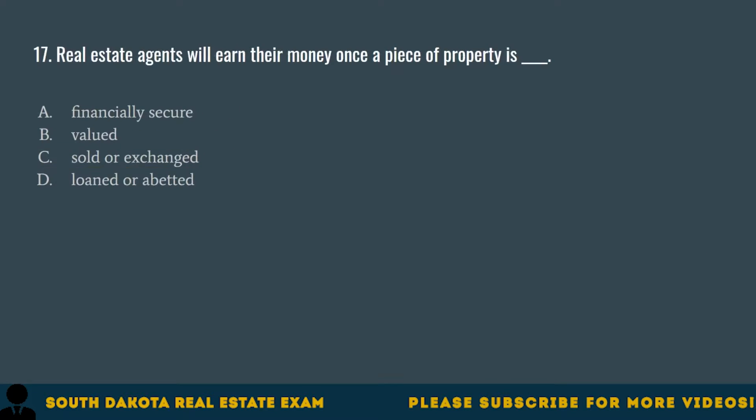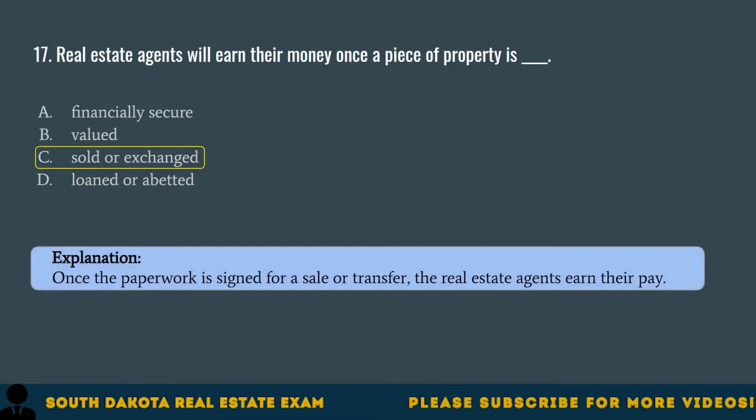Question 17. Real estate agents will earn their money once a piece of property is A. Financially secure. B. Valued. C. Sold or exchanged. D. Loaned or abetted. The correct answer is C. Sold or exchanged. Once the paperwork is signed for a sale or transfer, the real estate agents earn their pay.